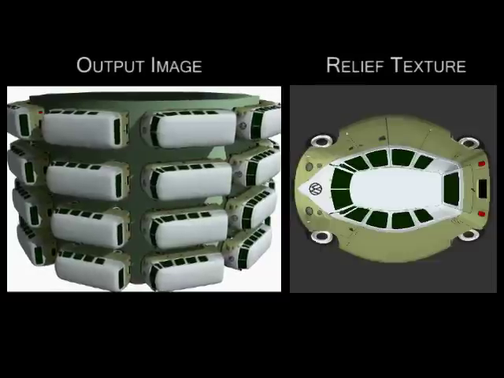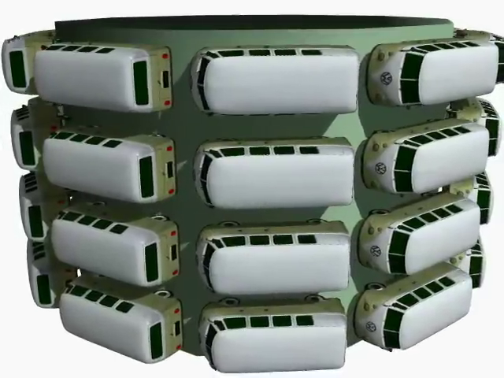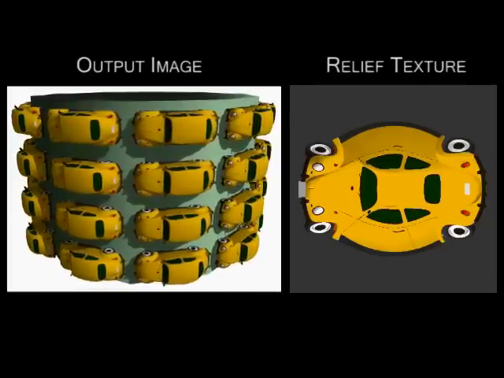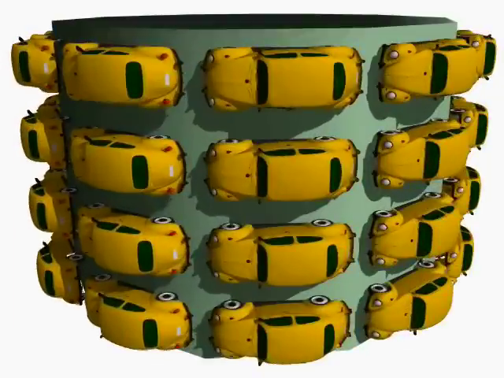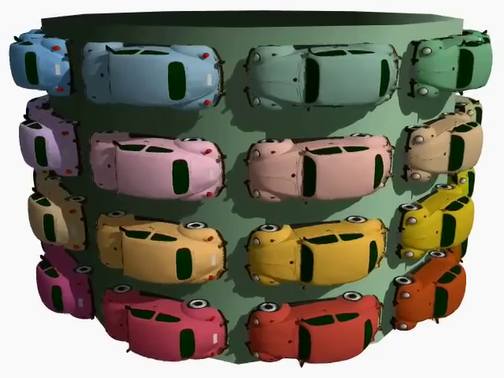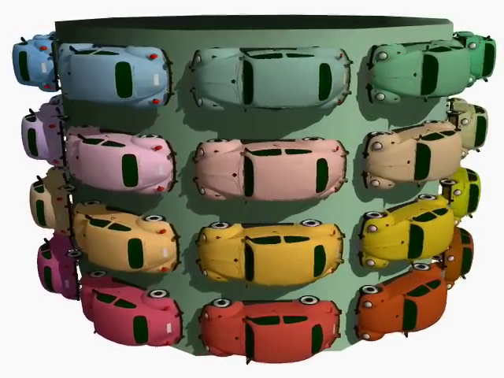Here an occlusion relief texture captures an entire car. Cars of different color can be easily obtained by using a single occlusion relief texture and altering body color during rendering.